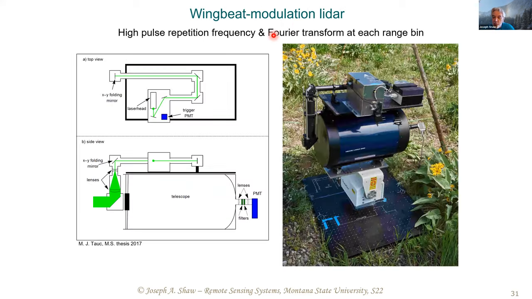So let me show you how wing beat modulation LIDAR works. This is a layout of our very simple LIDAR system. This is what it looks like. This is a recent version. It's just on a scanning mount and the whole LIDAR scans. Let's see, where should we start? Let's start on this top picture. Here's the laser. We go off of two mirrors so that we can align the beam. There's a detector sitting here that just detects the ambient light so that we know when the laser pulses.